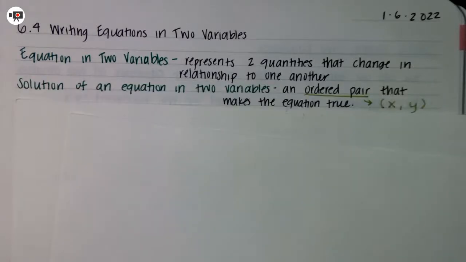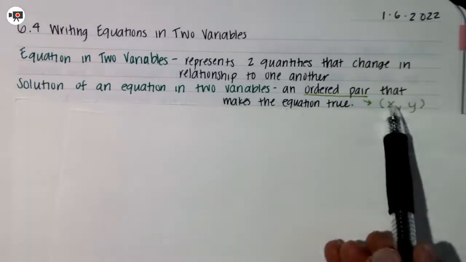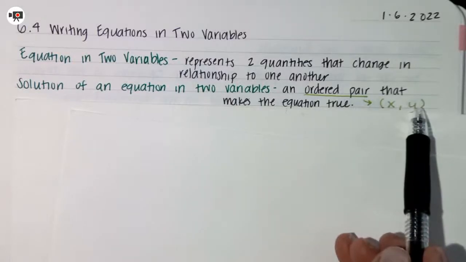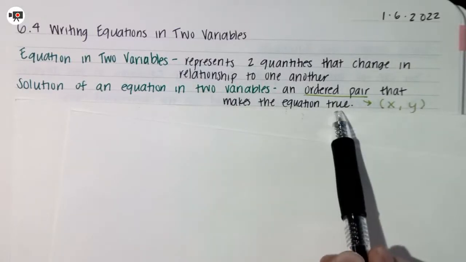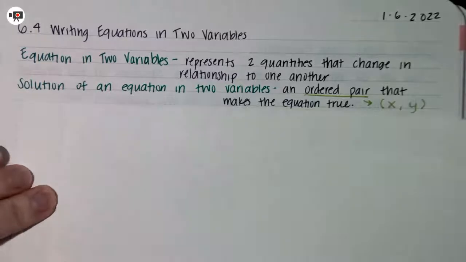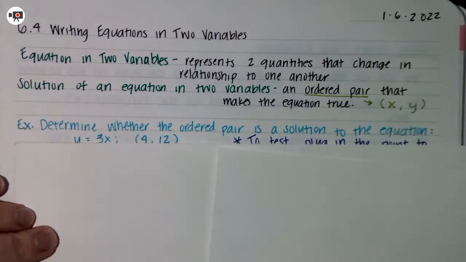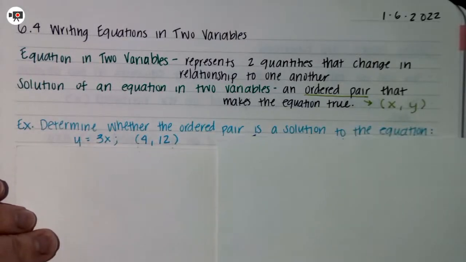So we can have a solution to an equation in two variables, and that would be an ordered pair. An ordered pair is an x comma y that makes the equation true. So both x and y make the equation true. So we're going to determine whether the ordered pair is a solution to the equation.